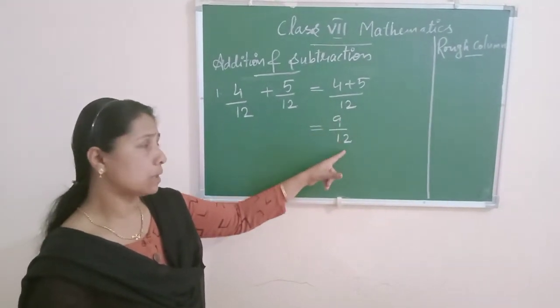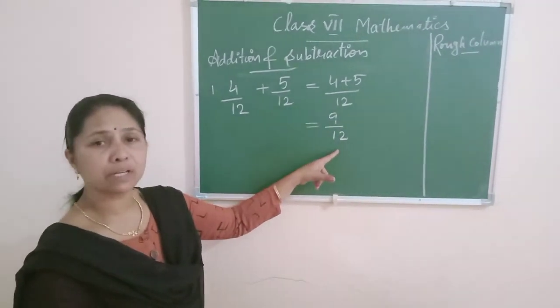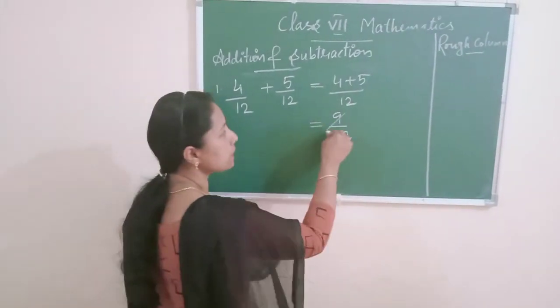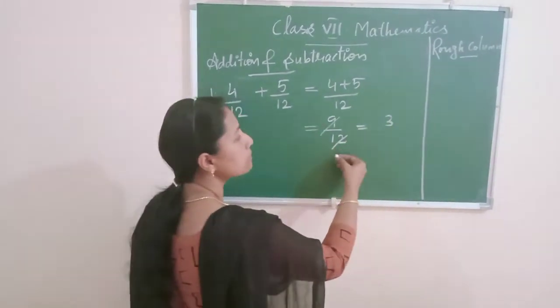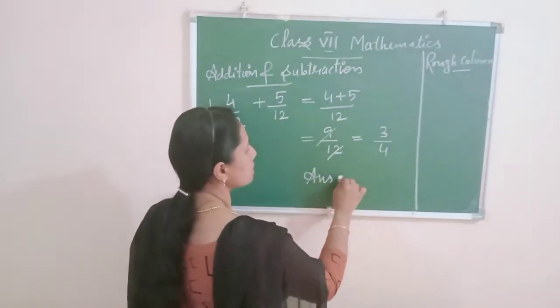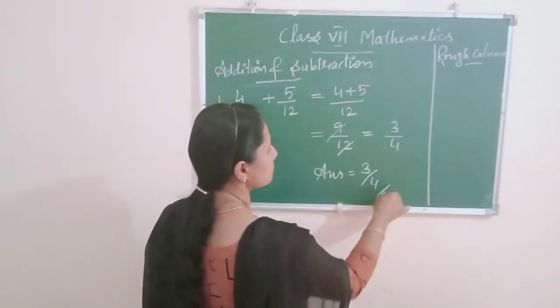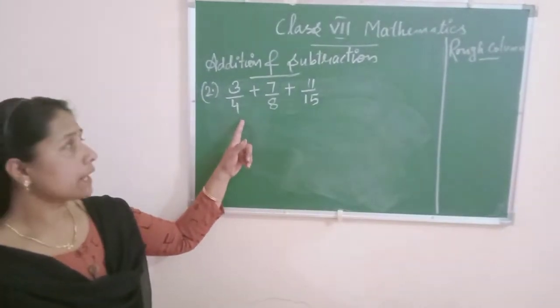Here 9 upon 12, both numerator and denominator you can reduce by dividing by 3. So you can do that. 9 divided by 3, 3 will come, and 12 divided by 3, 4 will come. So the answer of this question is 3 upon 4. Now let me explain one other example.